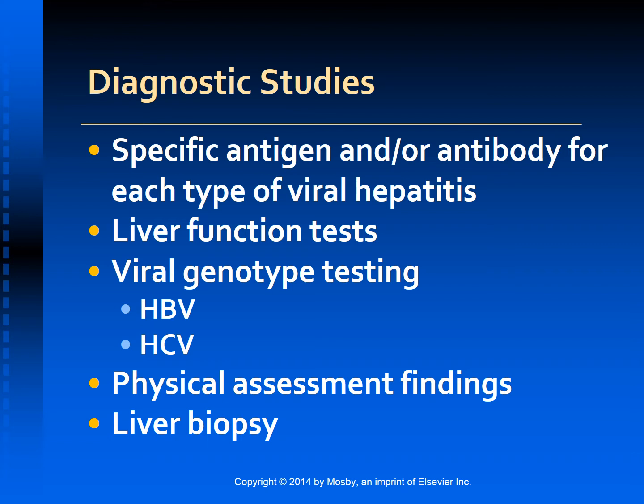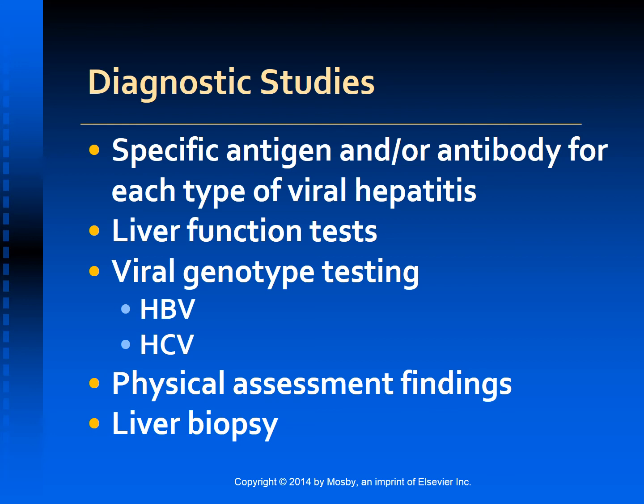Diagnostic studies. The only definitive way to distinguish between the various forms of viral hepatitis is by testing the patient's blood for the specific antigen or antibody. In viral hepatitis, many of the liver function tests show significant abnormalities.